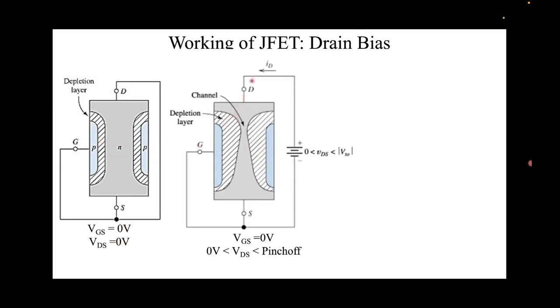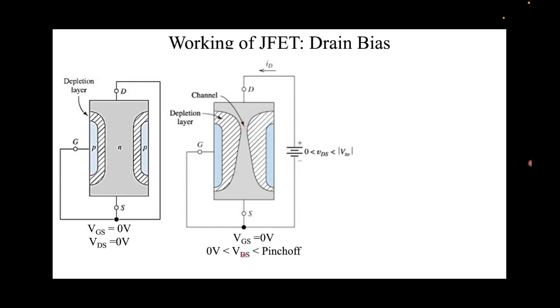Note that drain is n-type and gate is p-type, and we are applying a positive voltage to the drain. Gate is at 0, right? So this junction becomes reverse biased, and hence the depletion region has increased. Note that this channel has become a bit narrow. So electrons can still flow, but their flow will be slightly restricted here.